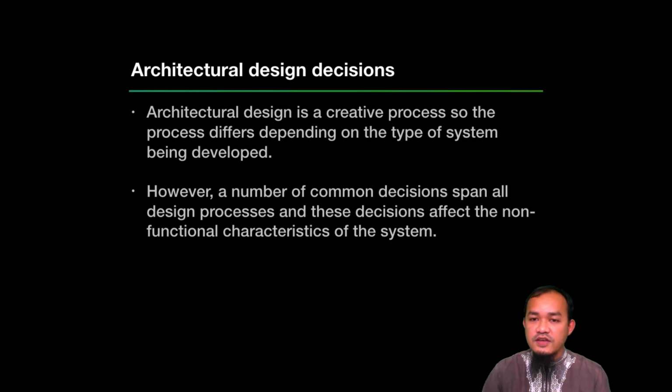Architectural design is a creative process, so the process differs depending on the type of system being developed. Different software, different architecture; there is not one single solution for all problems. However, a number of common decisions span all design processes, and these decisions affect the non-functional characteristics of the system. One thing we have to consider is non-functional characteristics such as security and performance when we make a decision about any architecture.